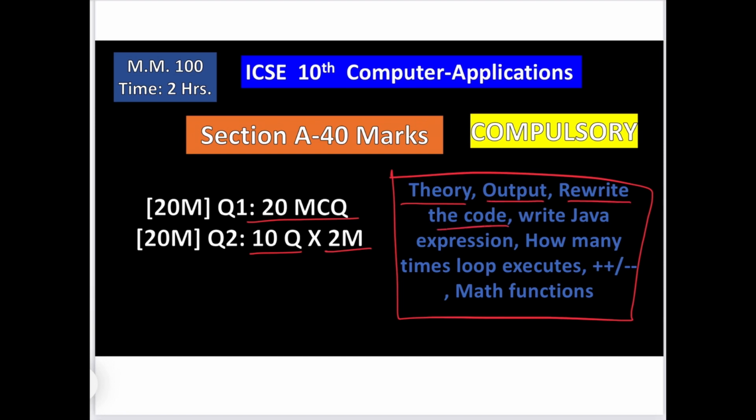Now what is rewrite the code? If a question is given with while, they may ask you to do it with for or vice versa. Okay, next is write the Java expression. What does it mean? If p raised to 4 plus q is given and the question says convert it into a Java expression, then we don't have p raised to 4 kind of thing. We have to use Math.pow. Likewise, you have to do Java expressions.